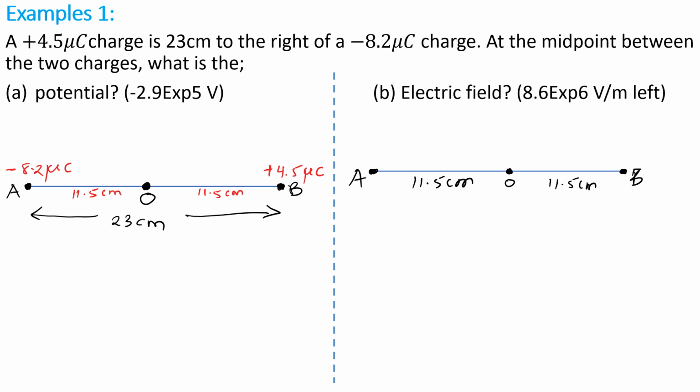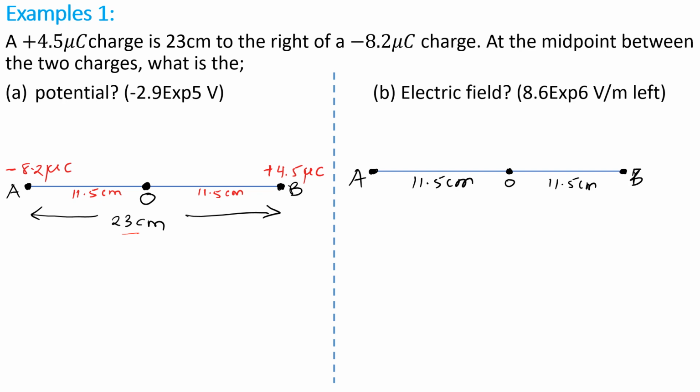The diagram that we see here on the left is the illustration for the question. The two are separated by 23 centimeters, and the positive 4.5 microcoulomb charge is on the right of the negative 8.2 microcoulomb charge. The question is, what's the electric potential midway between? If it's midway, it means that it is 11.5 centimeters from either charge, as indicated.